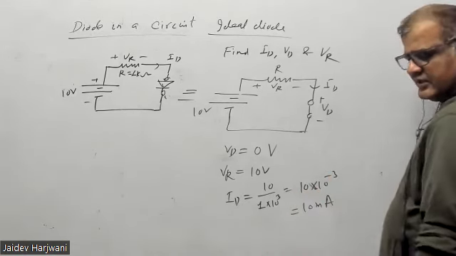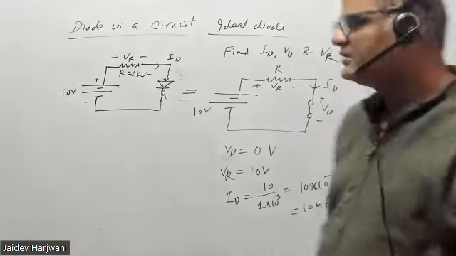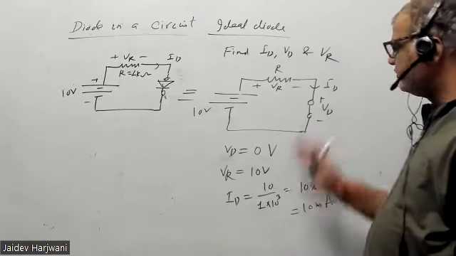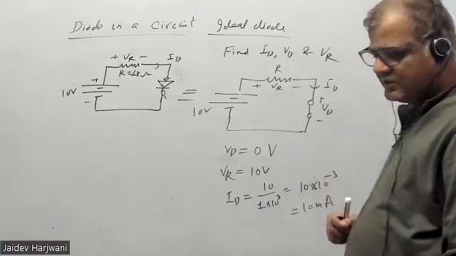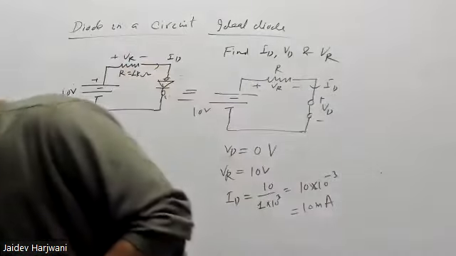It is even easier than the circuits we do in network analysis. You only have to check whether it is forward biased or reverse biased, replace accordingly, and solve the circuit. This is 10 milliampere. Let us do one more problem.